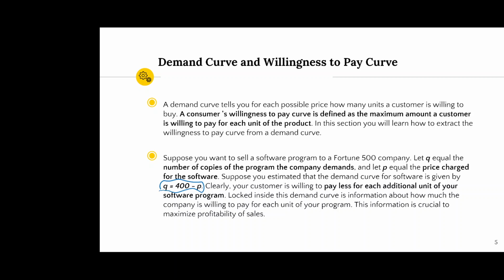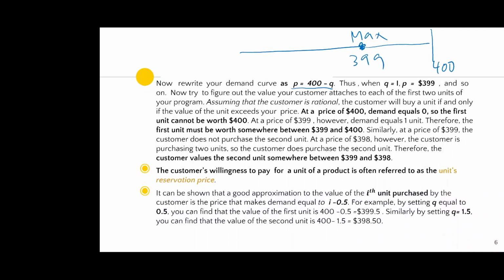So where did I get the max? I shouldn't say the max then. So guys, assuming that the customer is rational, the customer will pay for one unit only for 400. Demand is zero. So the first unit cannot be 400. We all understand this, I hope, for now. The price of 399, however, is satisfying demand is equal to one. The first unit must be worth somewhere between 399 and 400.